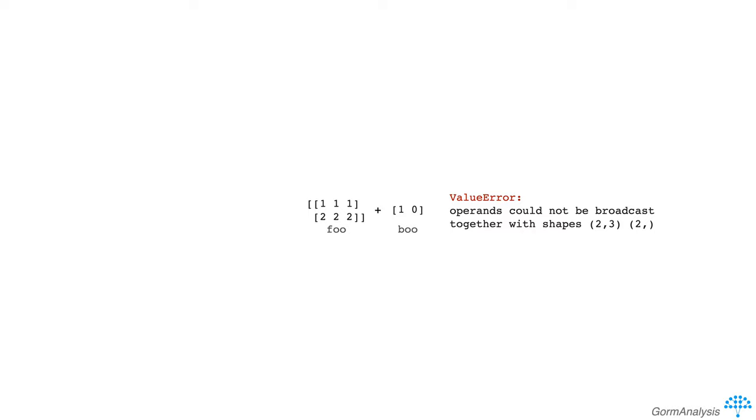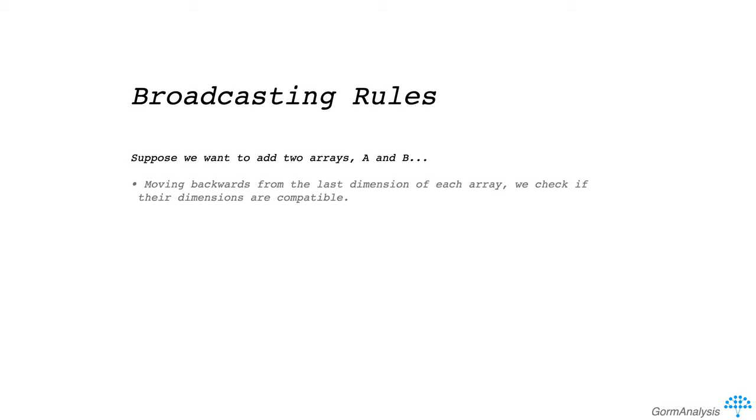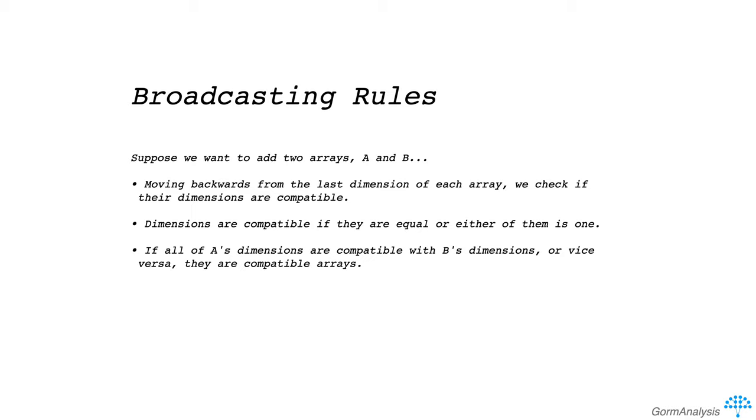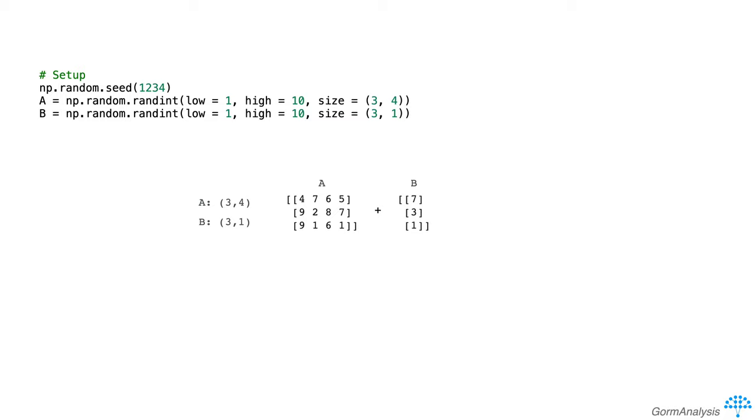So how does broadcasting work, and when can we use it? Formally speaking, suppose we want to add two arrays, A and B. Moving backwards from the last dimension of each array, we check if their dimensions are compatible. Dimensions are compatible if they are equal or either of them is 1. If all of A's dimensions are compatible with B's dimensions, or vice versa, they're compatible arrays. Informally speaking, I think it really helps to visualize the arrays you're working with and how they'd expand for element-wise operations. Let's see some examples.